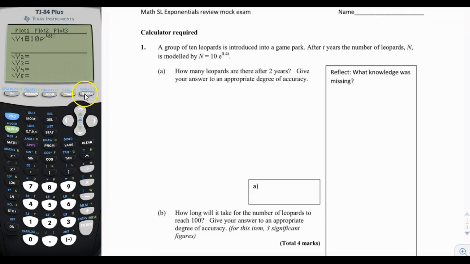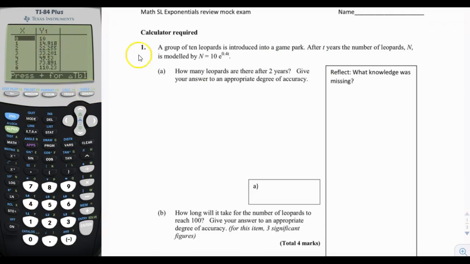And if you do second table, it's going to show you the value that n will take on for every value of t. You can see that my table's all screwed up. It's got really small jumps to it. So let me fix the table. I'll go back to second table set, which is here. And then I will change the table start to 0, and I'll change the delta table to 1. Now I'm going to do it again, second table.